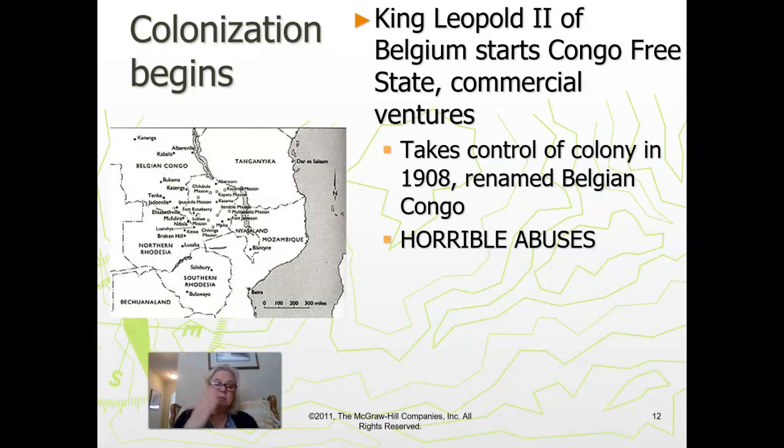But if a person who was working in the Belgian Congo for the Belgians, an African, didn't complete their quota, they would have their hand chopped off. It was just so abusive. And there is a book called King Leopold's Ghost that highlights some of the abuses, and I may or may not show you some pictures of those in class.